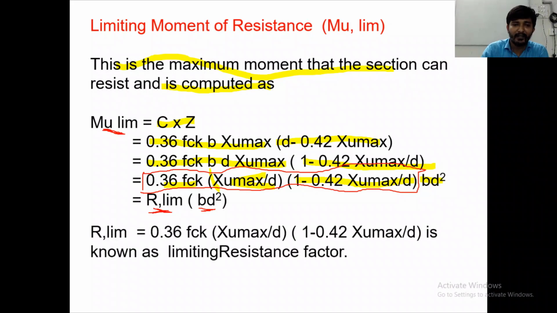So R limiting is equal to 0.36 fck Xu max by d into 1 minus 0.42 Xu max by d. It is known as limiting resistance factor. So in the exams, many times it is asked that find out the limiting resistance factor for say different grades of concrete and different grades of steel. So this is the formula. Try to remember this and try to note down these formulas also.